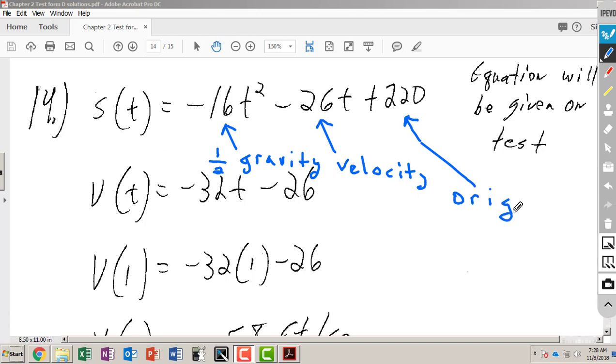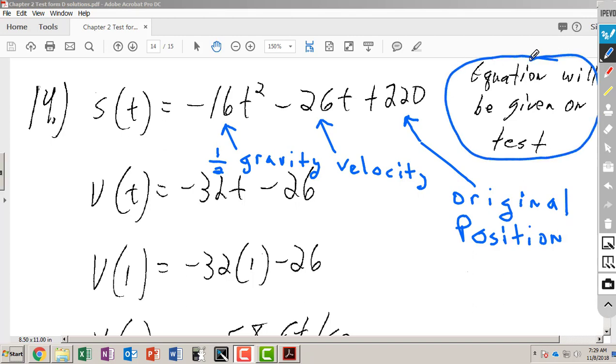Now, on your test, you won't have to worry about writing the equation. It will be given to you. But for those of you that are in physics, this is just a way to help you remember what each part of your quadratic position equation is. So you don't have to worry about this. I wrote on here the equation will be given on the test. You don't have to worry about that part.